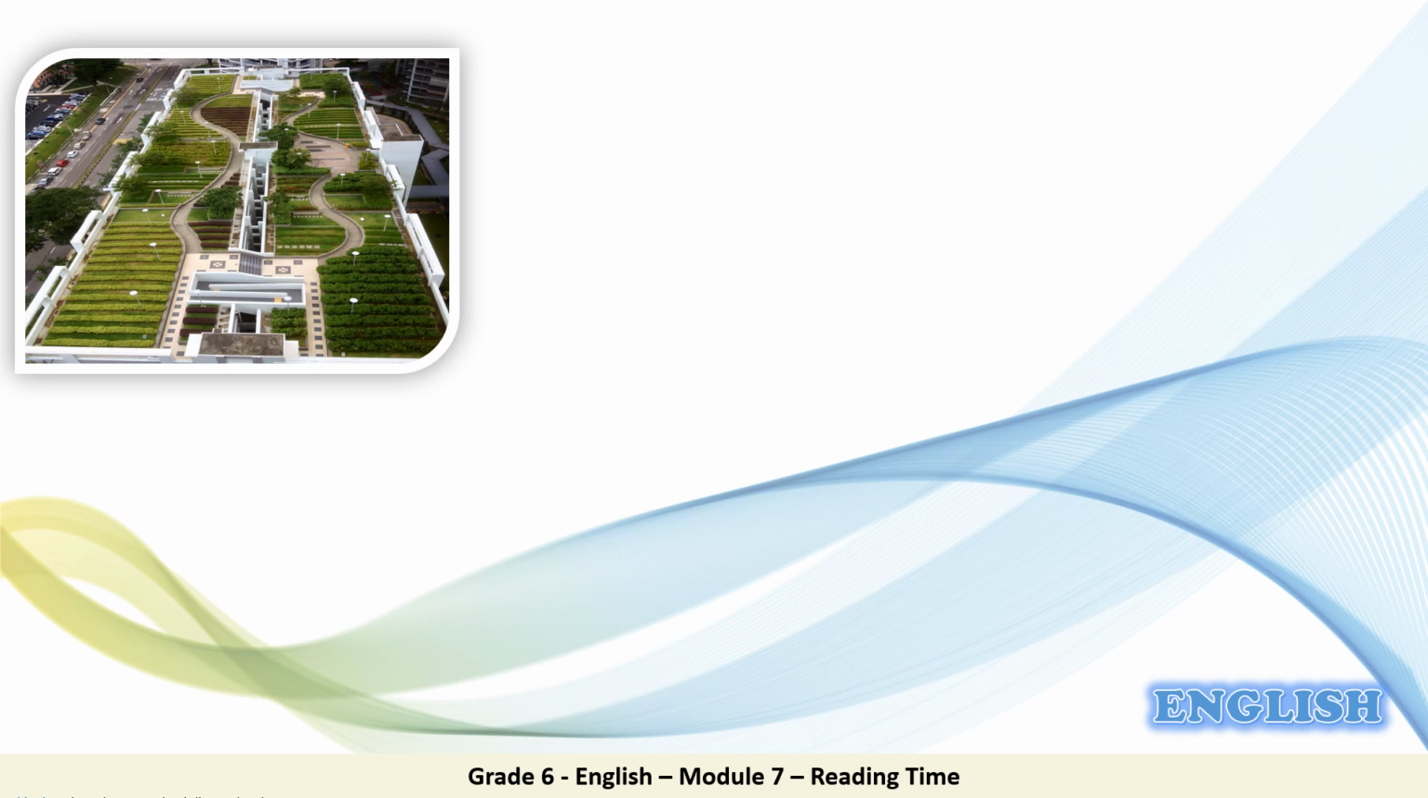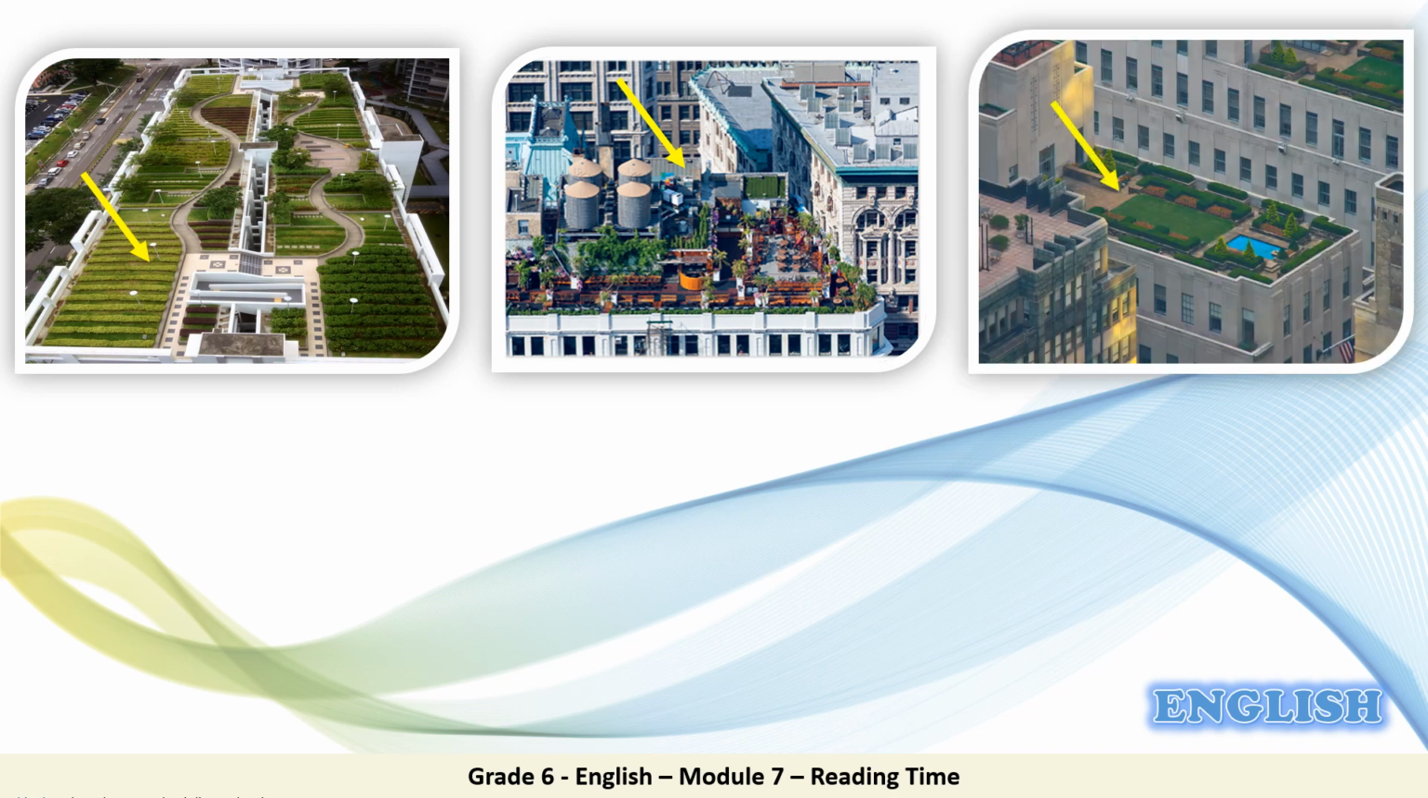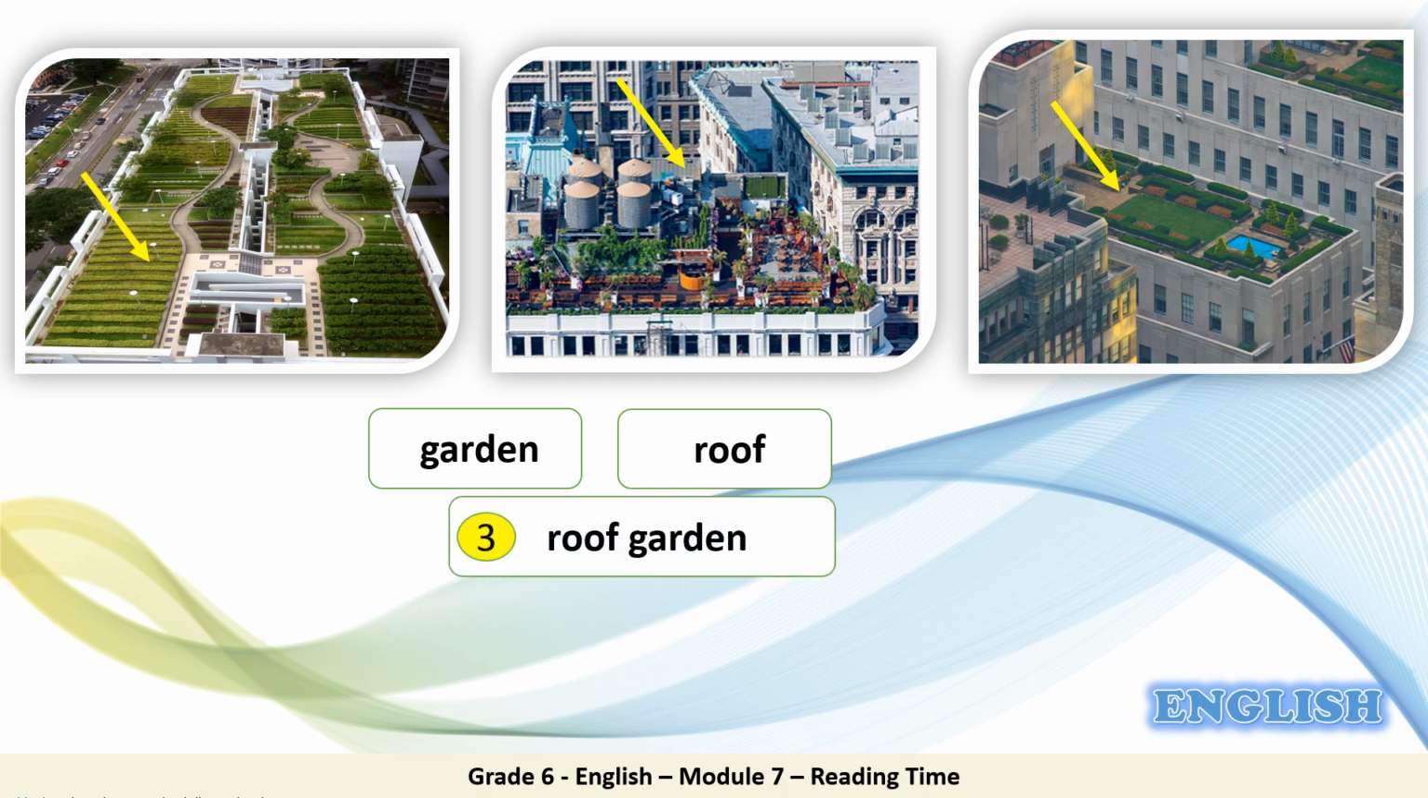Now let's move to the last word in our lesson today. What can you see here in this picture? Excellent. It's a garden. But this garden is unusual. Why do you think it is unusual? Well done. Because it is on the top of a building or on the roof of a building. So if the garden is on the roof of a building, we call it roof garden.